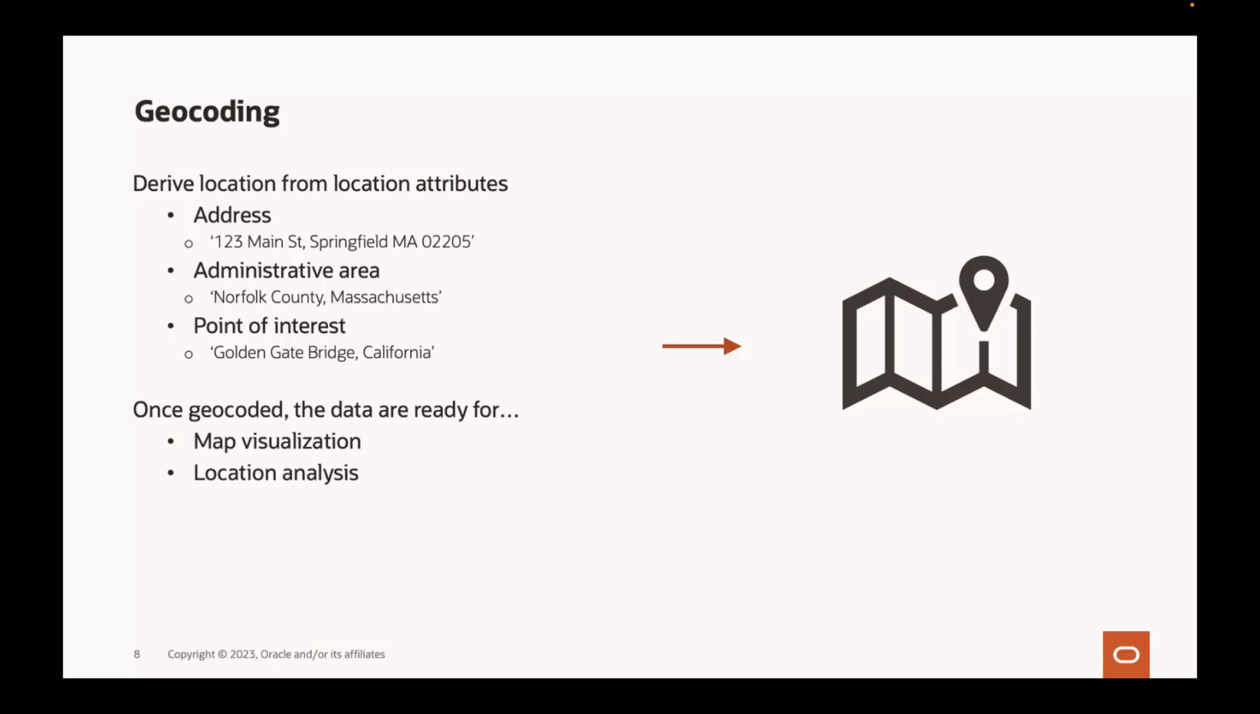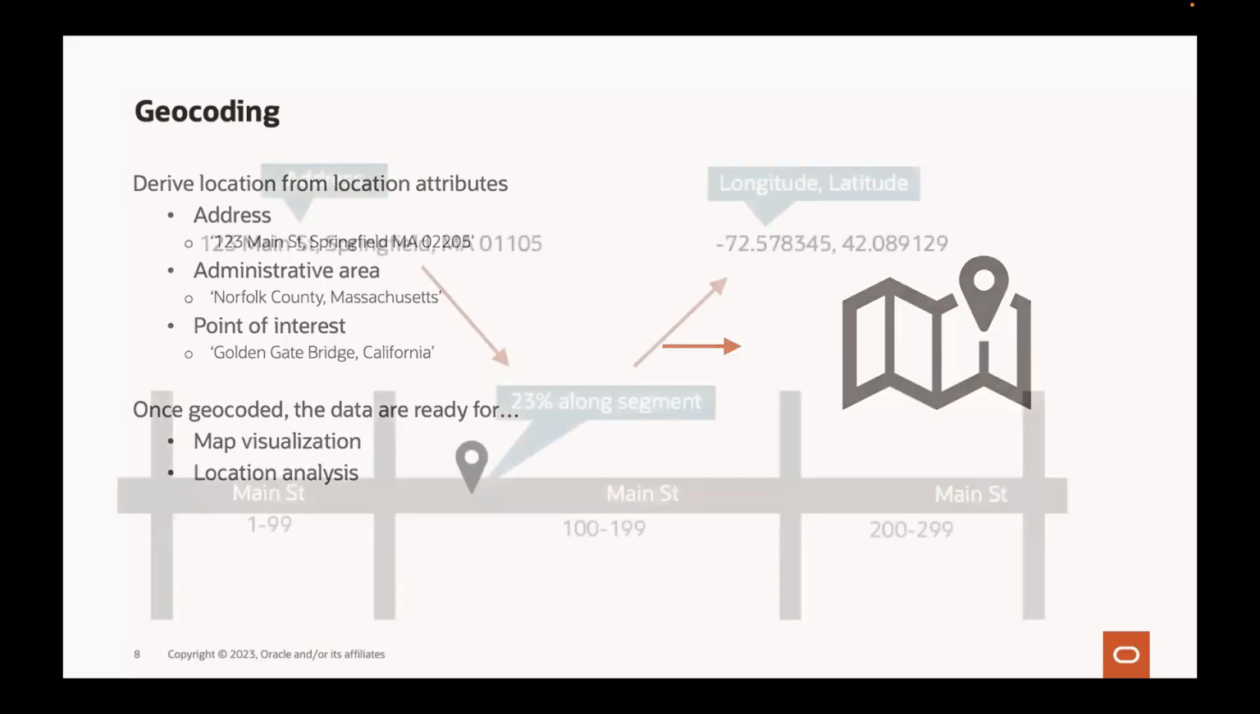So obviously just also being able to see where things are on a map, as well as location analysis. So this is what we mean by geocoding in general. So what are the mechanics behind this?